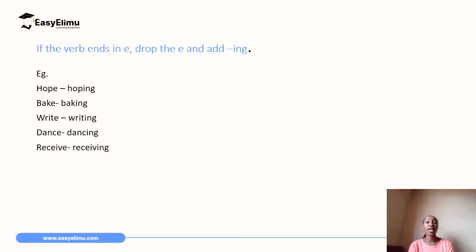Receive ends in an E, you drop the E, then you add ing to form receiving. Hope ends in an E, so you drop the E and you add ing to form hoping. And lastly, bake. Bake ends in an E, so you drop the E, then you add ing to form baking.